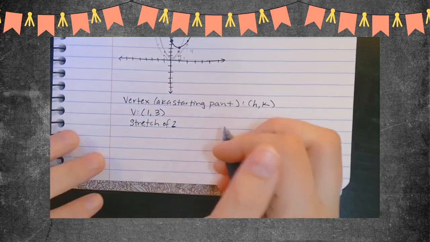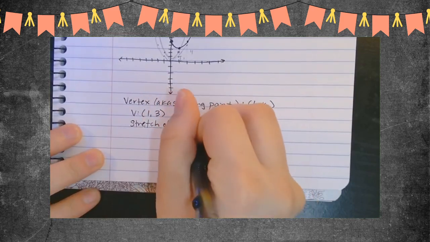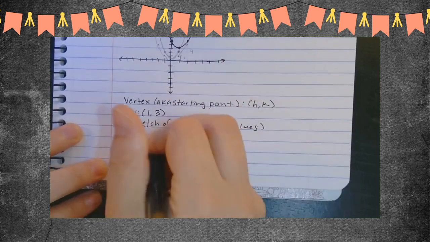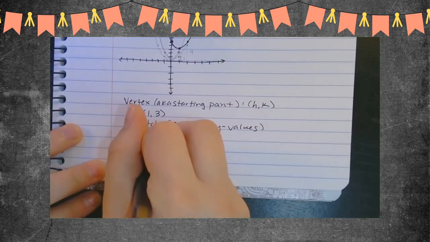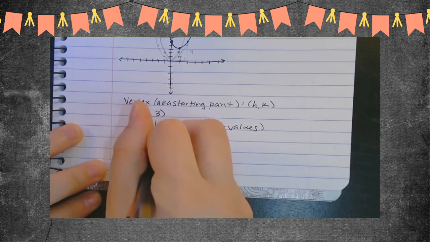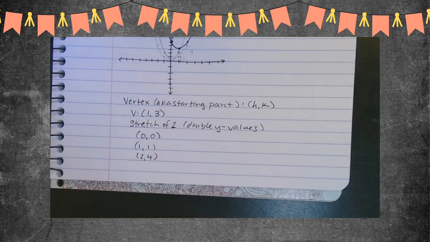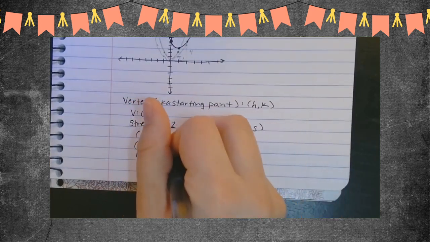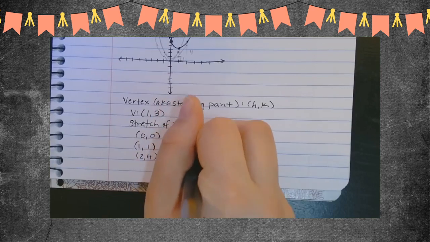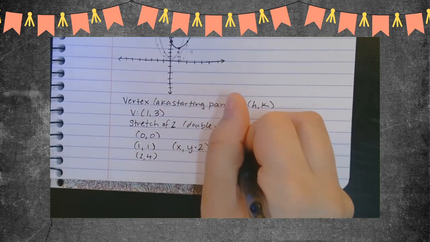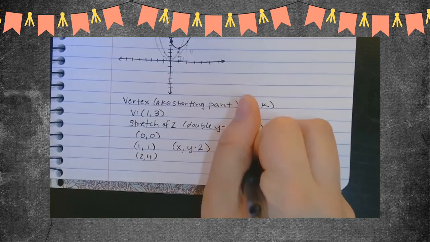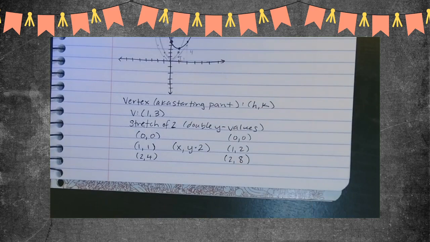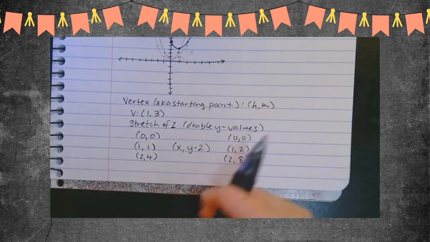So what that looks like is I have my points 0, 0, 1, 1, 2, 4. Technically the next one's 3, 9 because it's all the squares. And I keep my x's the same, but I do all my y's times 2. So I get 0, 0, 1, 2, 2, 8. And what that means is that I'm gonna put the vertex down first.